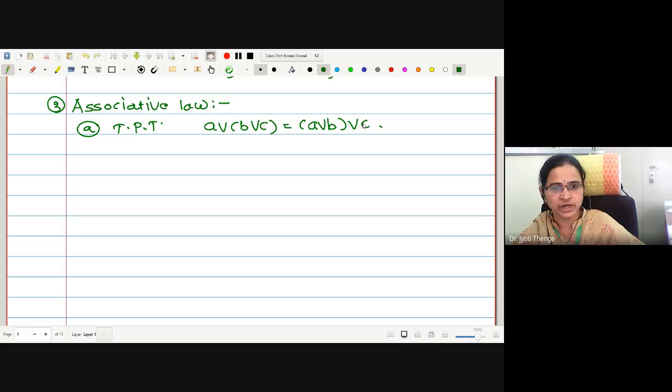Now let me give you a hint on how to remember the proof of this statement. We will first start with the right hand side, that is (A join B) join C. And the aim is that we will try to prove this right hand side is an upper bound of A and B join C.